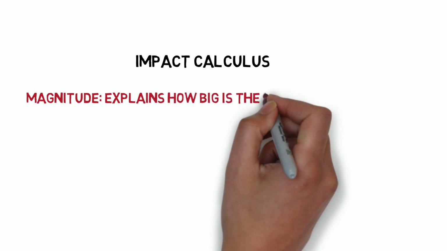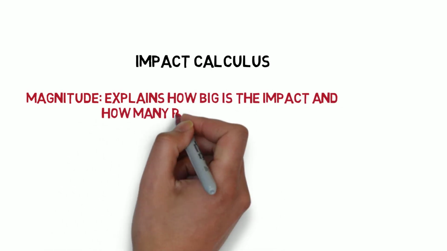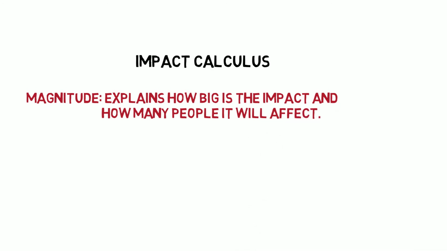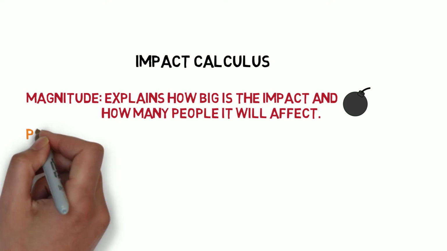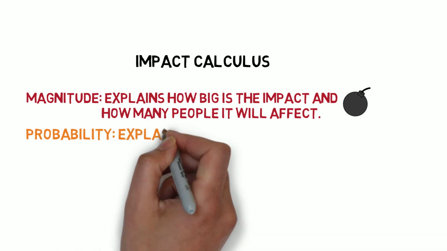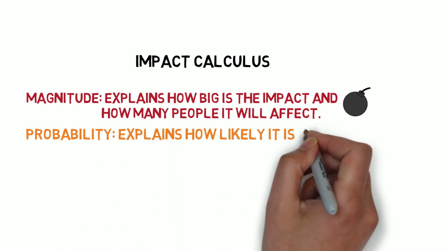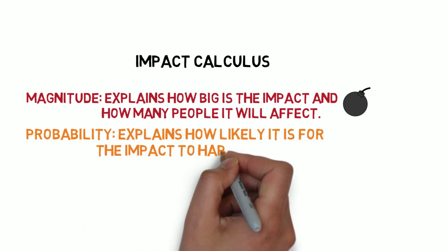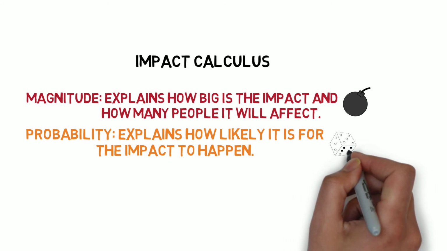First is magnitude. Magnitude explains how big the impact is and how many people it will affect. If you can show that your impact affects more people than their harms, you will win the magnitude argument. Second is probability. Probability explains how likely it is for the impact to happen. If you can show that your impact is more likely to happen, you will win the probability debate.